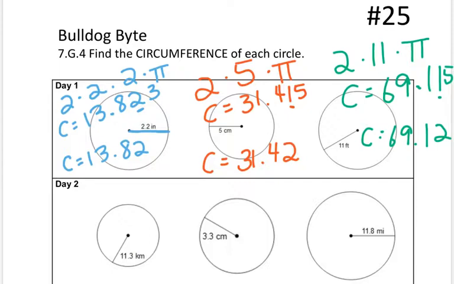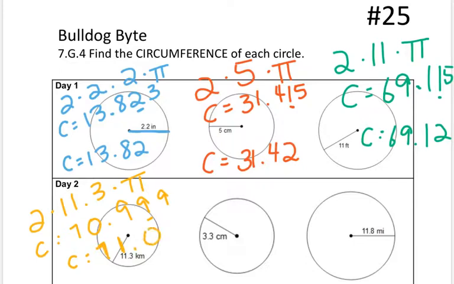Day 2, problem 1. We're also given the radius for all 3 problems today for day 2. So we're going to say 2 times 11.3 times pi. So that is 70.999. So we're rounding to the nearest hundredth. Well, all of these 9s are going to round up to a 10. So we're having to think about kind of regrouping. So the answer for this one would be 71.0.